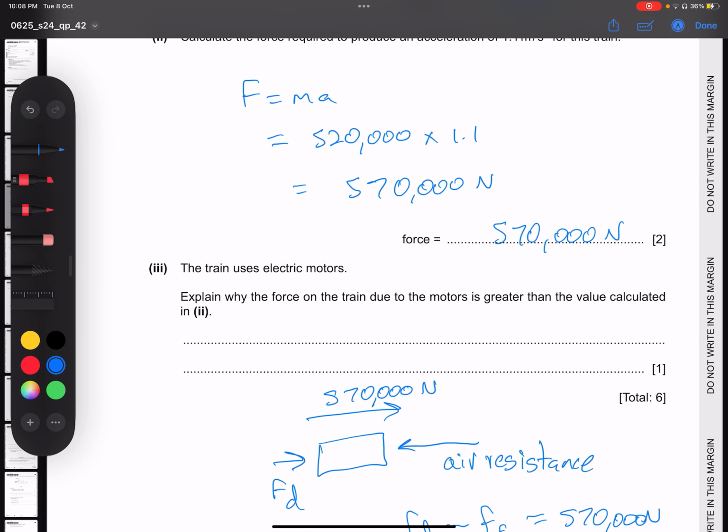So we can just say there is air resistance. And the force is used to overcome this air resistance. So you can say the additional force is used to overcome it.